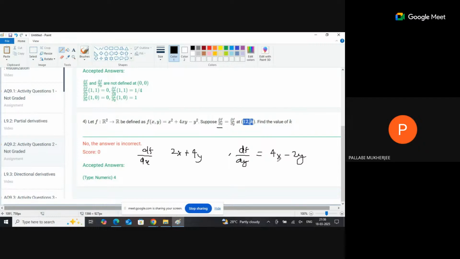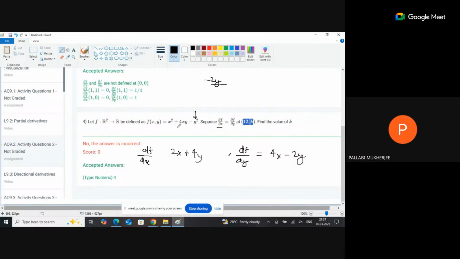Sir, minus y square, it will not be minus 2y? Where? You are taking with respect to y, that's why it is minus 2y. When we are doing differentiation with respect to y, y square is the function, and when we are doing it with respect to x, then x is the function.